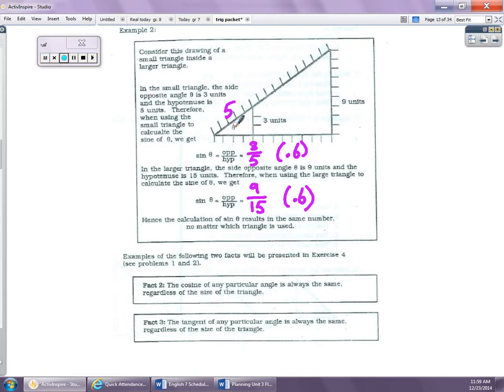So some facts about this. The cosine of any particular angle is always the same regardless of the size of the triangle. And the tangent is also always the same. So it doesn't matter how big or how small the triangle is, the sine, the cosine, and the tangent are always going to be the same.